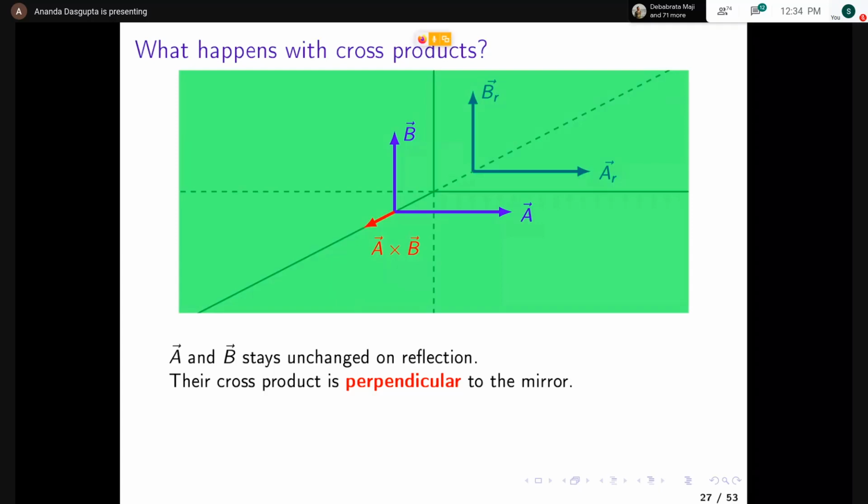So what happens to A cross B? The answer is simple. A cross B stays the same. Notice A cross B is directed away from the plane of the mirror, yet it must stay the same because neither A nor B has changed. So this is the first indication the cross product of two vectors actually is very different from a vector. When you reflect, A and B in this case have stayed the same, so A cross B must stay the same despite being perpendicular to the plane of reflection.